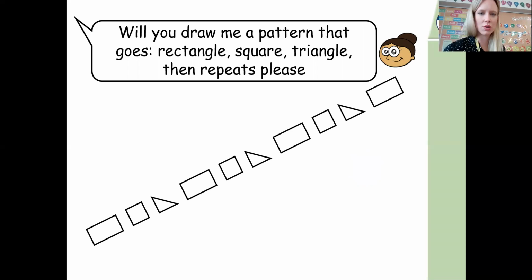Let's see how Dora got on. Well done, Dora. That looks brilliant. Can you see she's got her rectangle, square, triangle, rectangle, square, triangle, rectangle, square, triangle, rectangle. Well done, Dora. That's a really good effort.